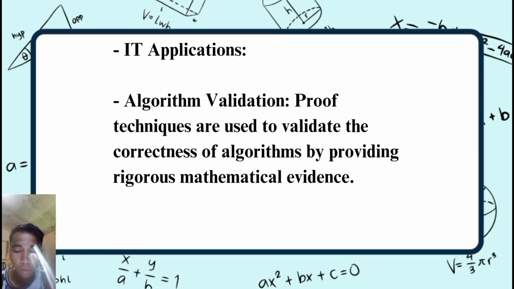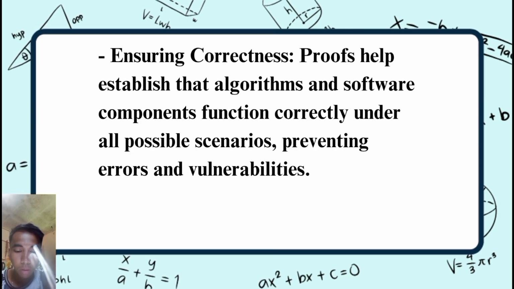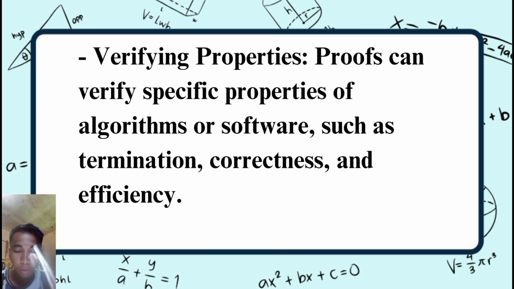IT applications. Algorithm validation. Proof techniques are used to validate the correctness of algorithms by providing rigorous mathematical evidence. Ensuring correctness. Proofs help establish that algorithms and software components function correctly under all possible scenarios, preventing errors and vulnerabilities. Verifying properties. Proofs can verify specific properties of algorithms or software such as termination, correctness, and efficiency.